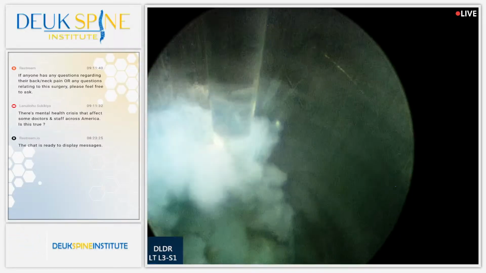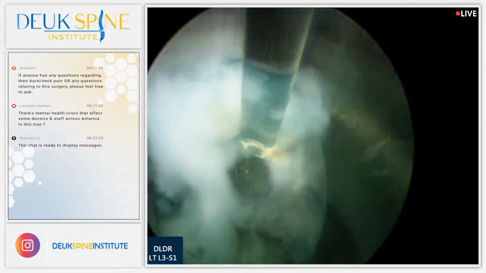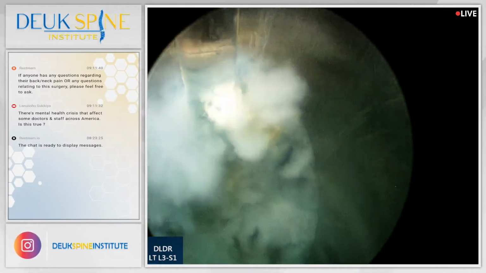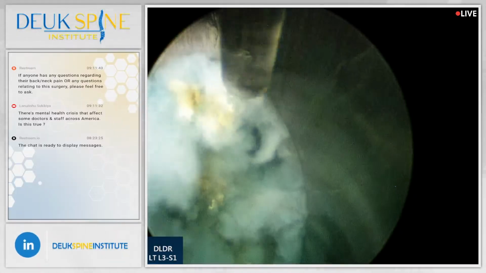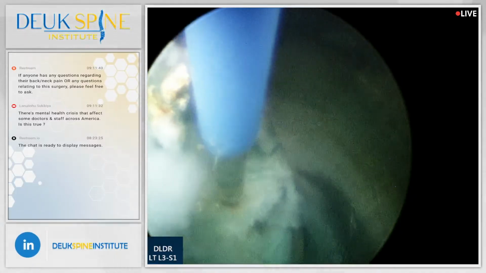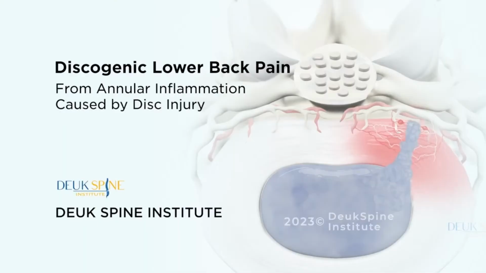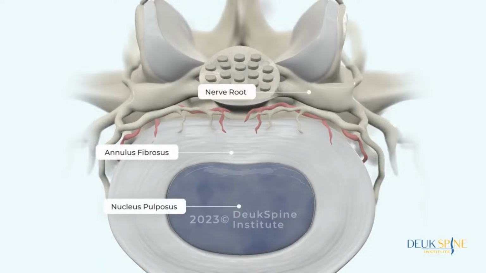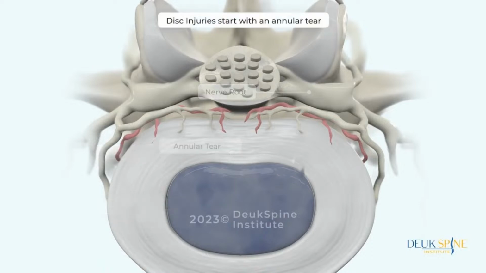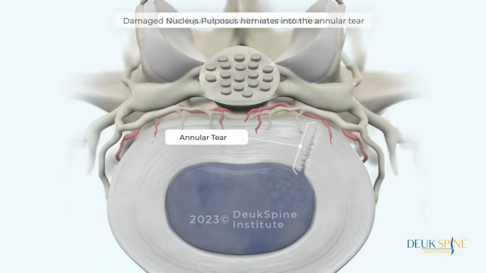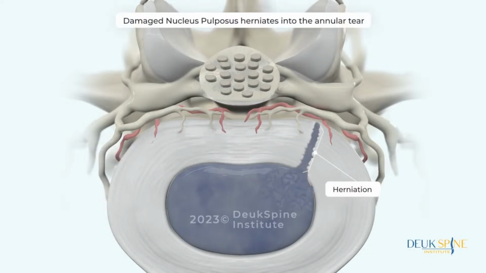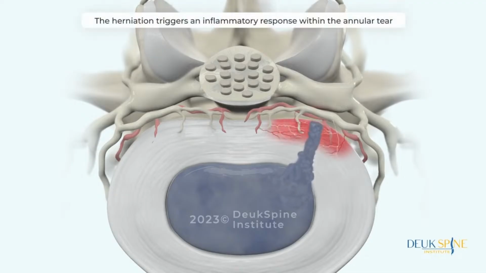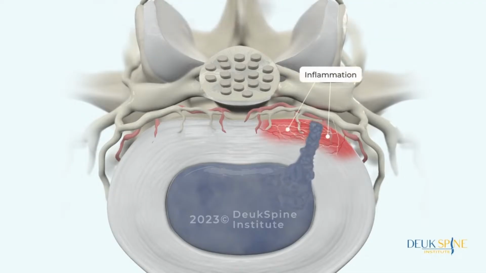Henry, let's show the audience, since there's no questions, how is it that a disc injury like this, herniated disc, is going to cause back pain? Disc injuries start with an annular tear, damaged nucleus pulposus herniates into the annular tear. The herniation triggers an inflammatory response within the annular tear.